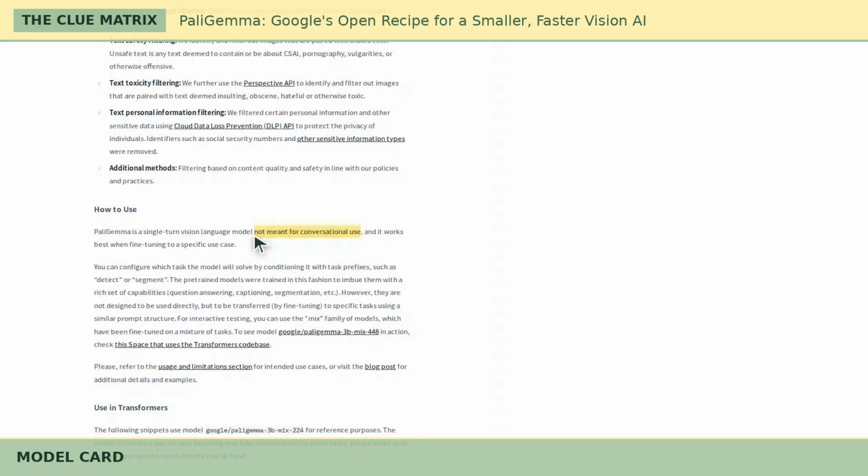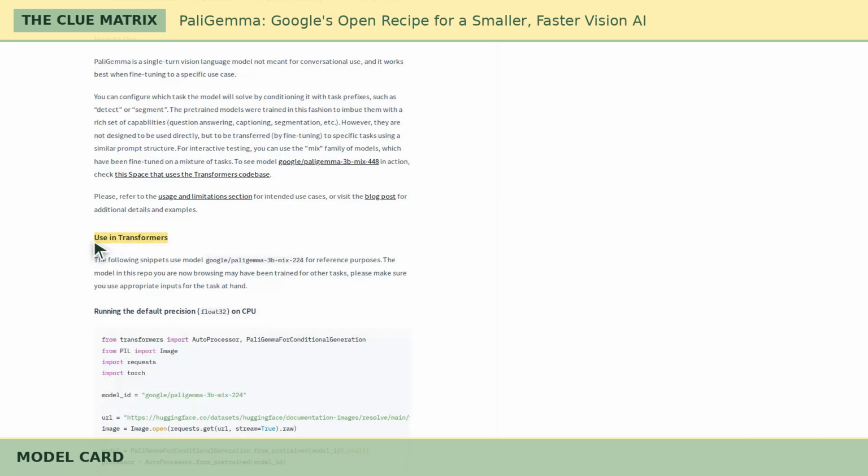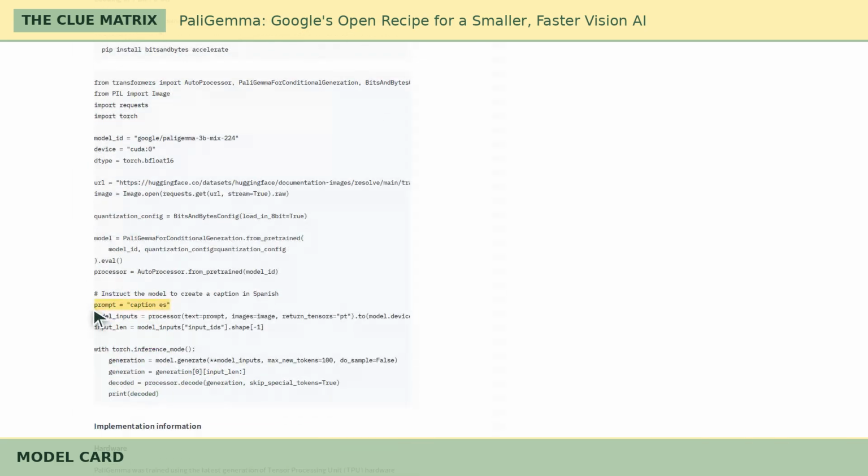Wait, the example prompt is "es" for Spanish, and it works? Yes, this directly connects back to those multilingual datasets we saw. It learned to associate "es" with Spanish. It's a powerful demonstration of the pre-training.